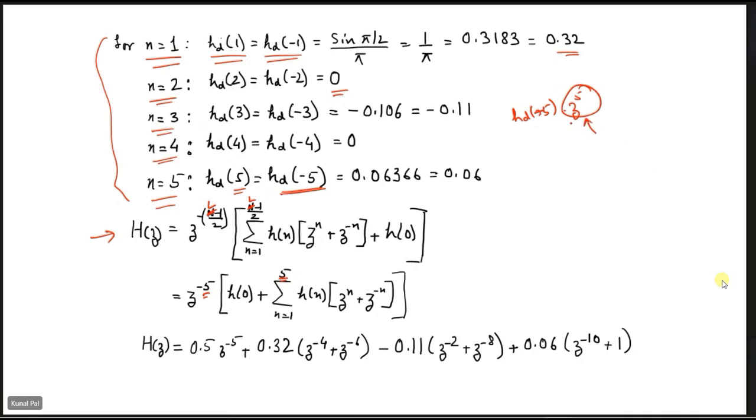But is there any operator to implement z to the power 5 while we are realizing the filter? No, it is not possible. We only have the operator of z to the power minus 1, and we can only implement anything which is in the form of z to the power minus n. We cannot realize a filter where your z term is given by z to the power n. So, to make the filter realizable, we are applying this equation.